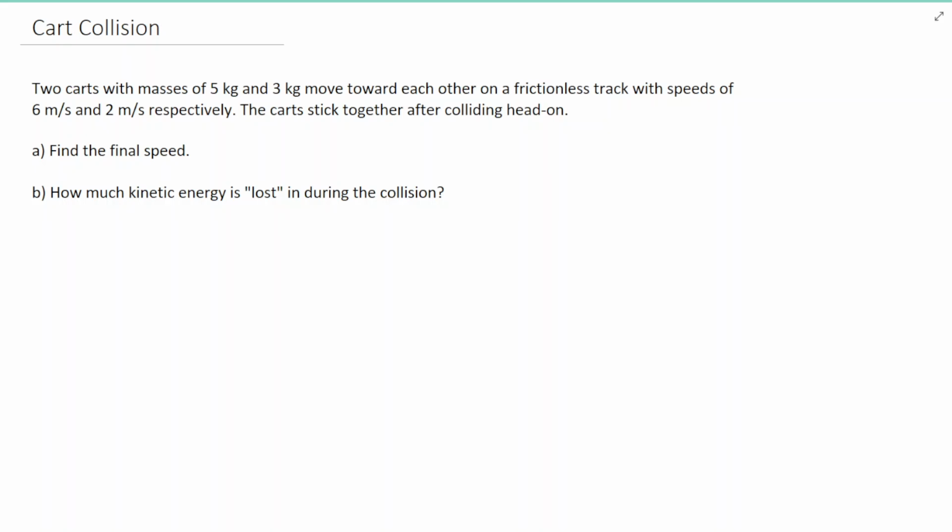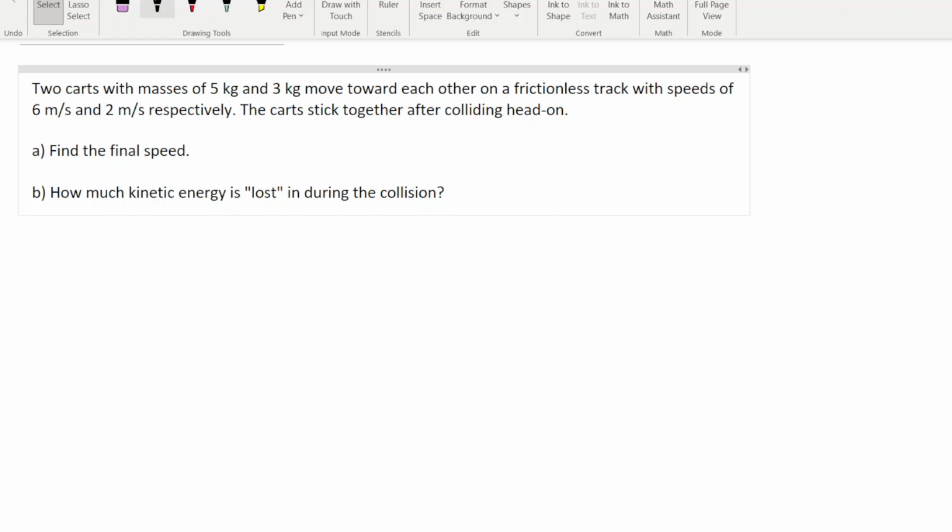Let's look at this example problem where two carts collide and stick together in the collision. The problem's asking to find the final speed of the carts after the collision, and it's also asking about the kinetic energy lost in the collision. Let's start with drawing a picture.